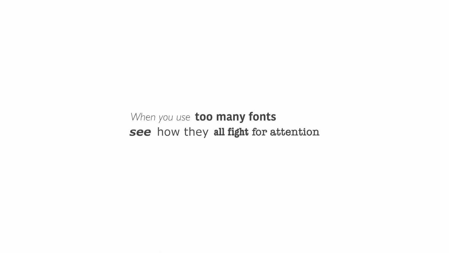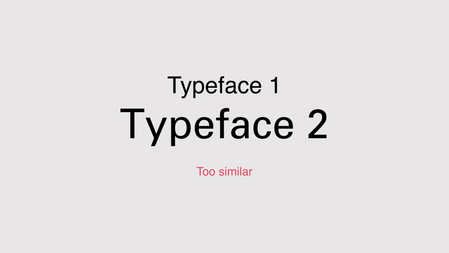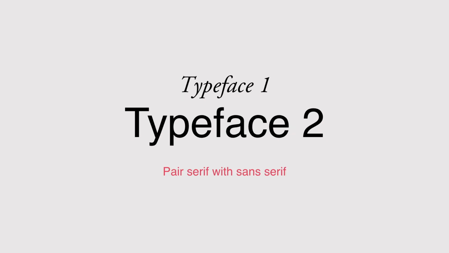Tip 3. Limit type pairings to 2 or 3 max. Try not to use too many typefaces on one design project. The more typefaces you use, the harder it is to read or distinguish hierarchy. As a rule, try to stick to 2 or 3 typefaces at the most. When pairing multiple typefaces, be sure to choose 2 distinctly different fonts. For example, don't use 2 sans serifs that look nearly identical. Instead, pair a serif or other decorative font with a sans serif to achieve a good balance.